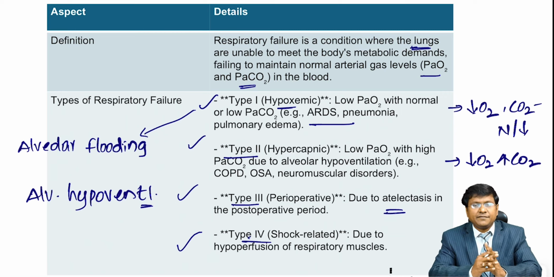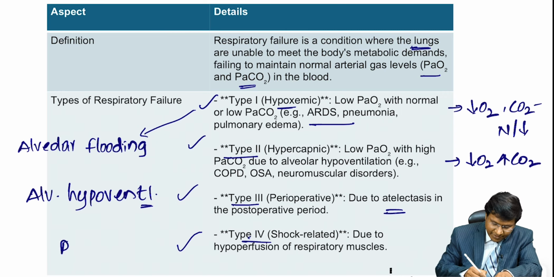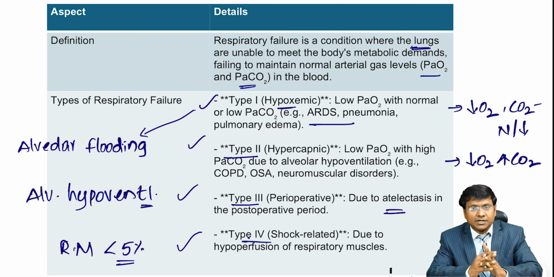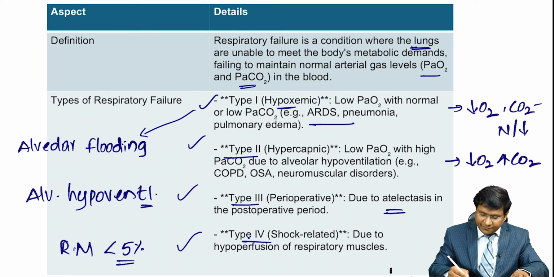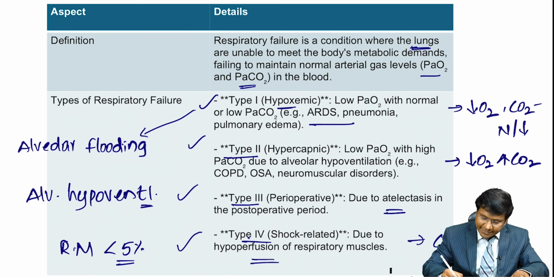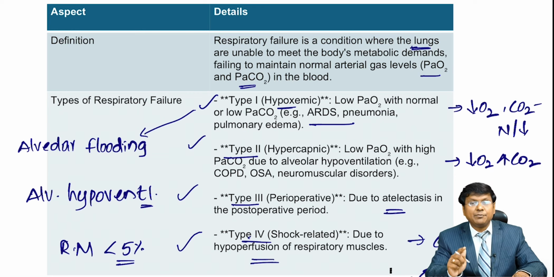Whereas type 4 respiratory failure: normally, respiratory muscles consume less than 5% of the oxygen, right? They consume less than 5% of the cardiac output. In type 4 respiratory failure, it is secondary to cardiogenic shock. Because of the cardiogenic shock, there is hypoperfusion of the respiratory muscles, and because of this hypoperfusion, these patients will land up in respiratory failure.